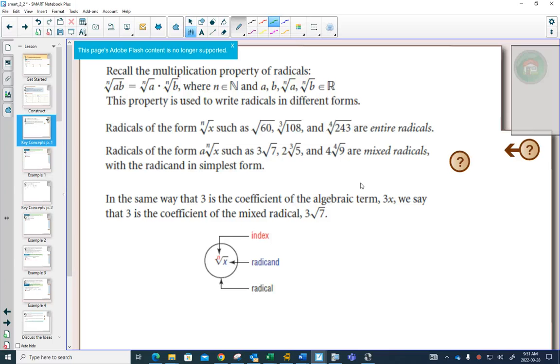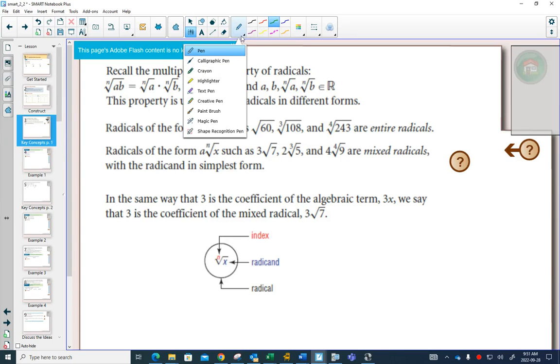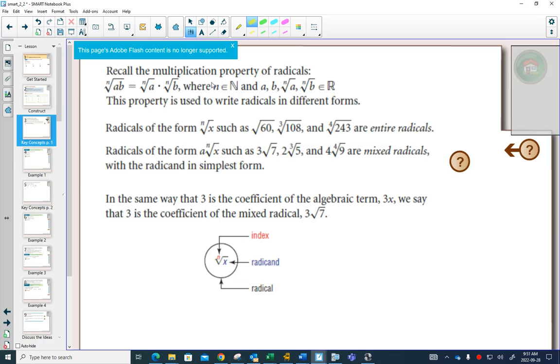Definitions, some important stuff. I had mentioned this before, but we have things that are called entire radicals and things that are called mixed radicals. So if there is a number in front of the radical, that's a mixed radical. If there is just the radical, that is an entire radical.